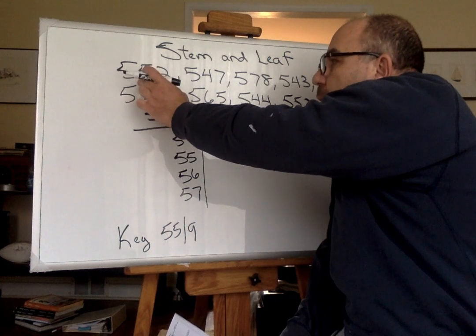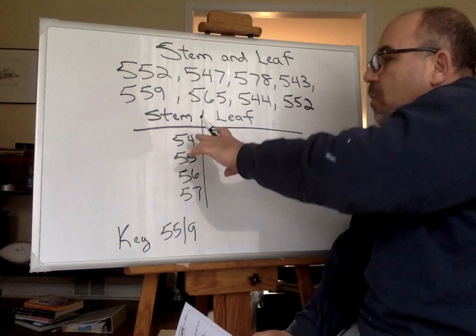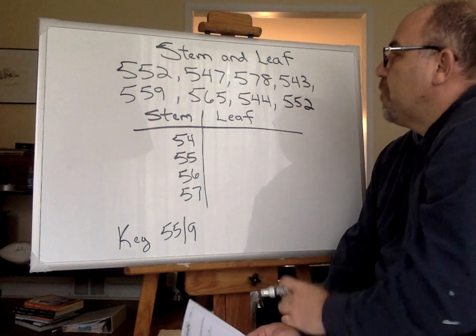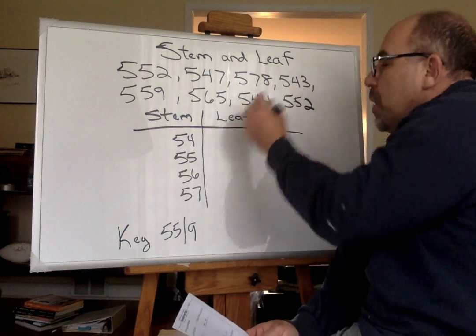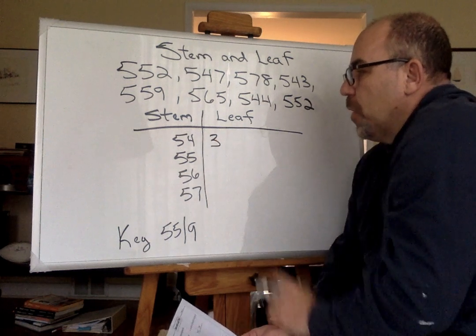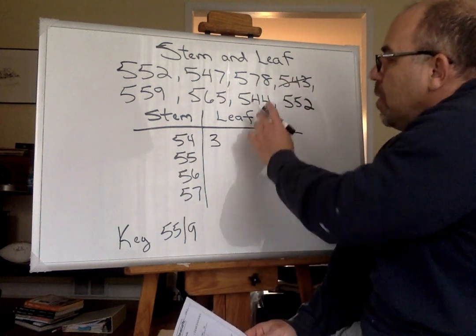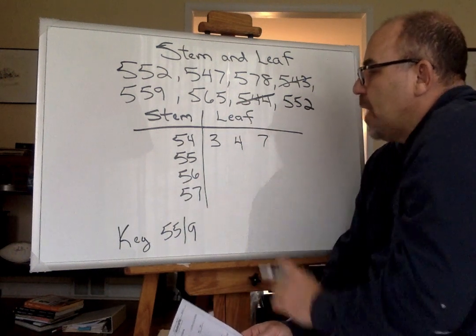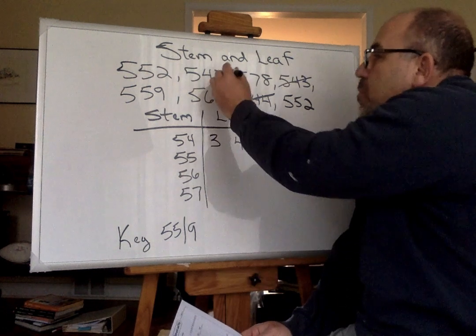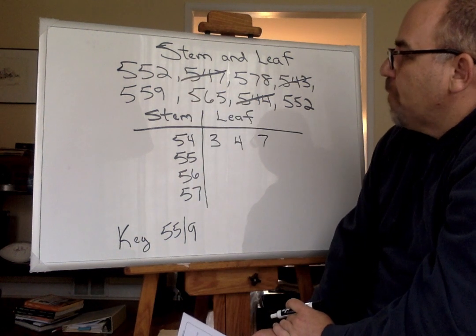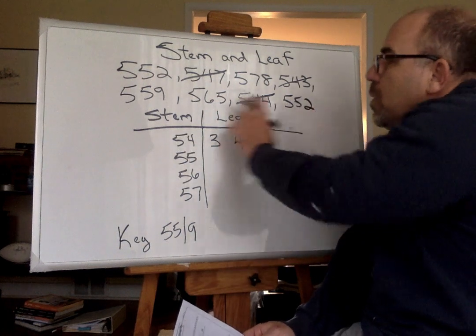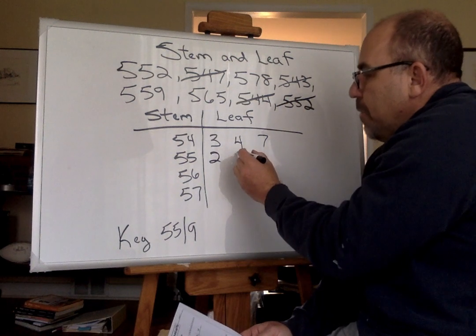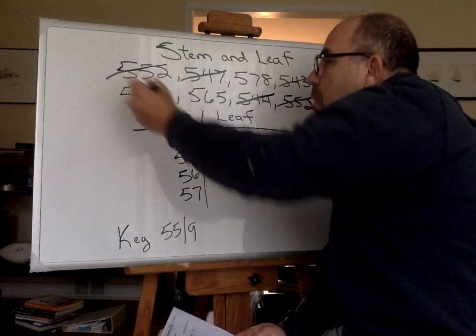If I want to start with the 55s, actually let's just start with the 54s. I have 547, 543, and 544. So 543, 544, 547. Now we'll move on to our 55s. I have 552, 552, and 559. So 552, 552, and 559.